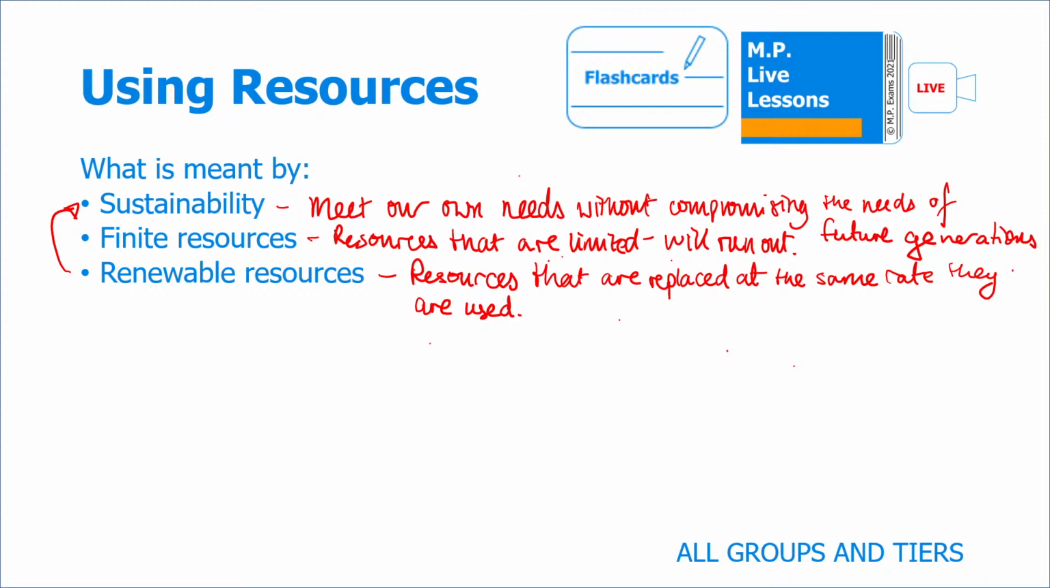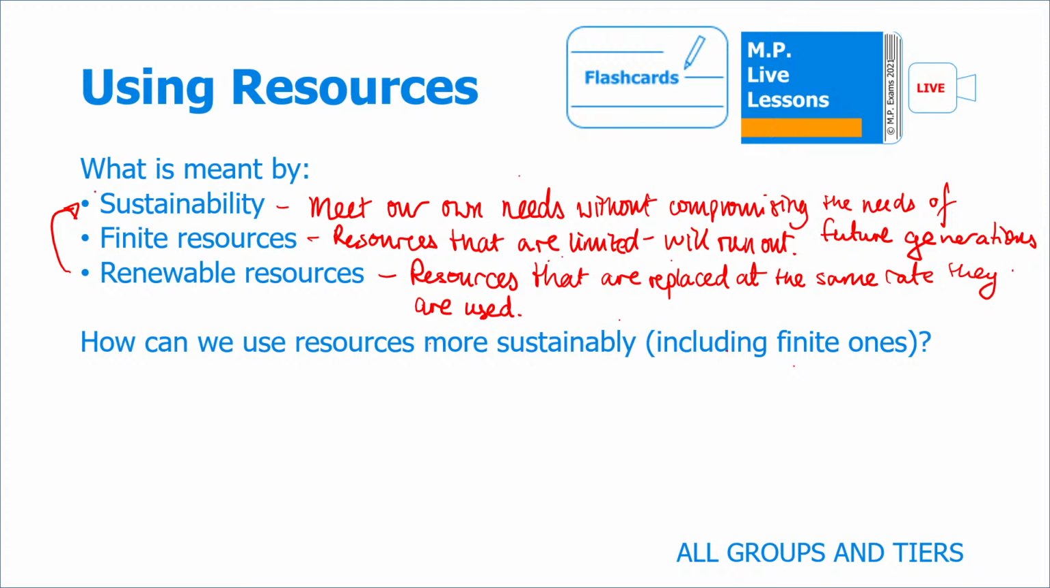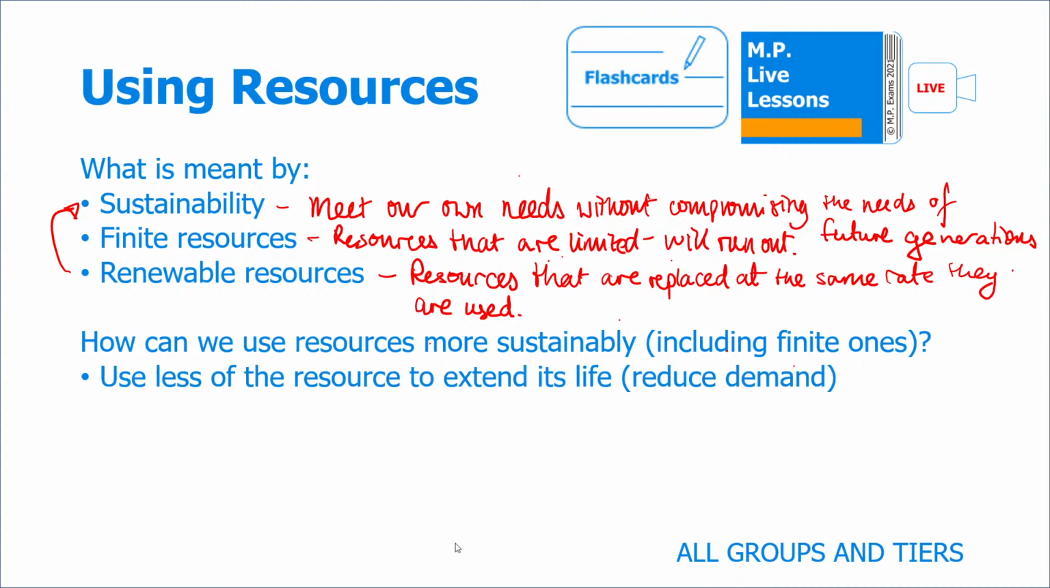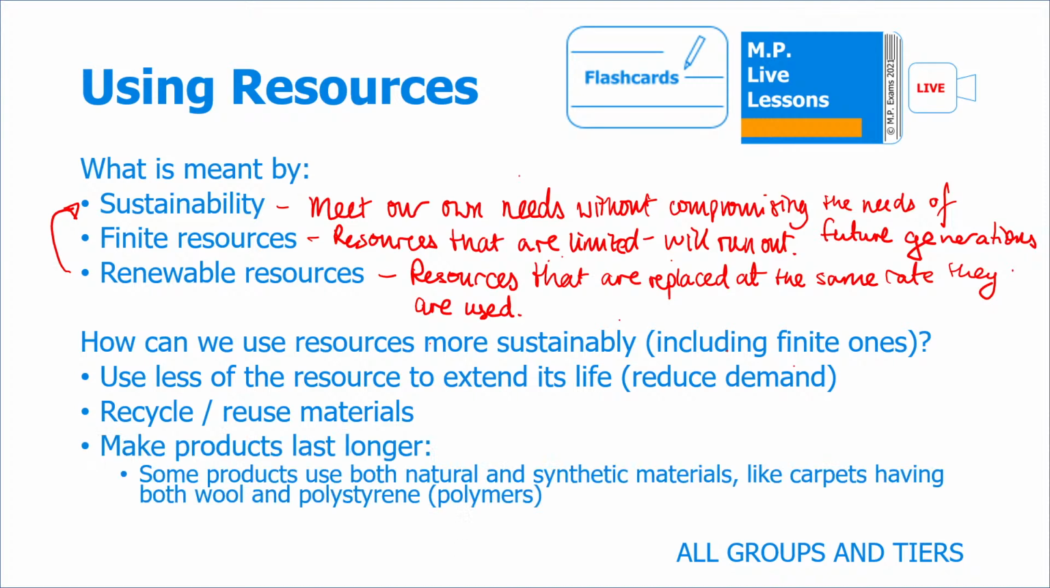Now, we can make resources more sustainably used. For example, we can use less of the resource to extend its life or reduce demand. We could also recycle or reuse materials, or we could simply make products last longer. This will just reduce the demand because we don't need to replace the products as often, and we don't need as many materials and energy to produce that product.